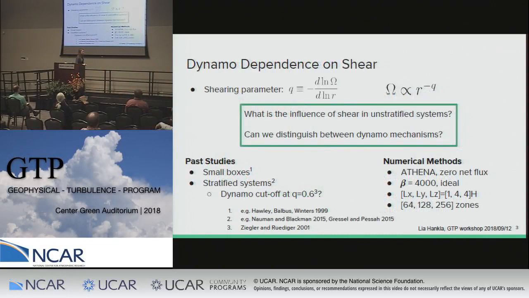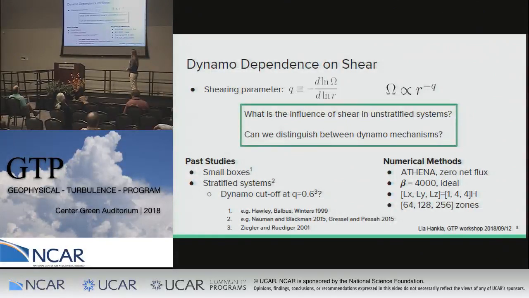So what I'm going to be doing is looking at this very easy knob to tweak, which is the shearing parameter. So that's defined up here. Yeah, you can see it. But basically, it's how the rotation changes as a function of radius. So my goal is to see what is the influence of shear on these unstratified systems, and can we somehow disentangle these two dynamo mechanisms or find a regime where one is active and another is not, and stuff like that.